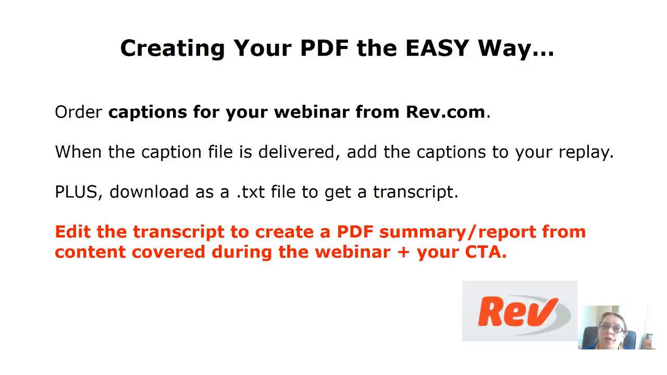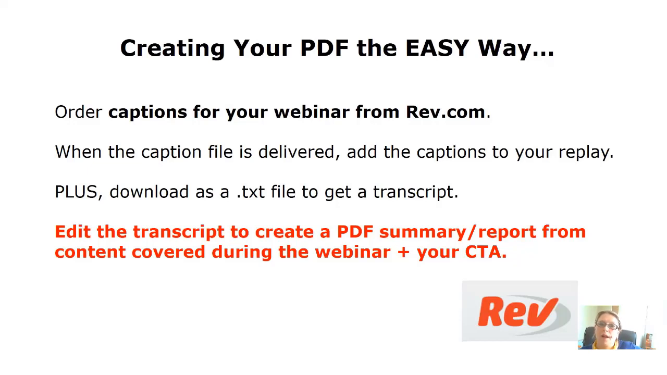So you order the captions for the webinar, and then when the caption file is delivered, add them to your replay. Although if the replay's on YouTube and you've ordered the captions via Rev, they'll do that for you. But then download from Rev the text file, which is just one long file of text, the transcript of your captions, that you can edit to create your PDF summary report, transcript, whatever, that you offer out. You could design it in Canva, you could design it in Designer, the software that I use to create my workbooks, or you could just send it out as a black and white PDF, but you give them the opportunity to consume the content in their preferred format, reading.